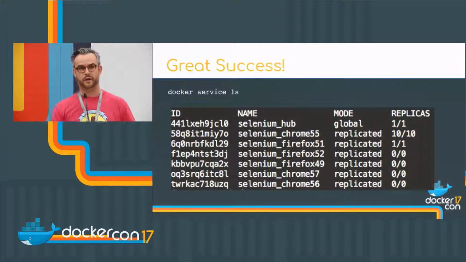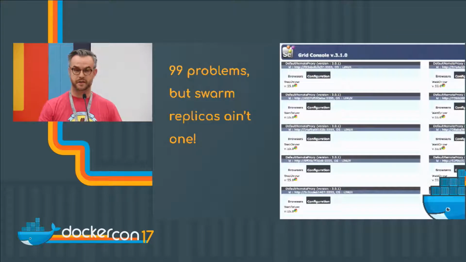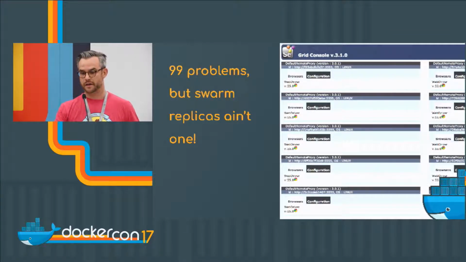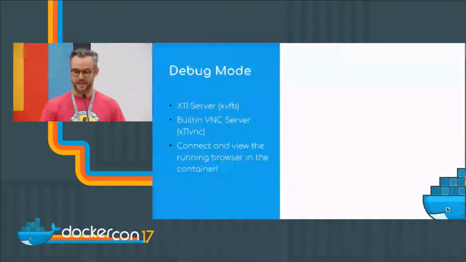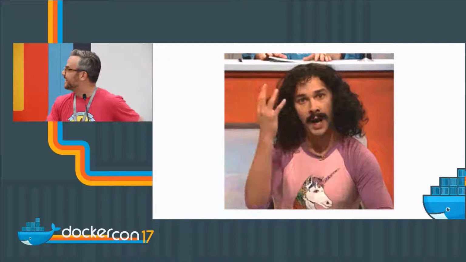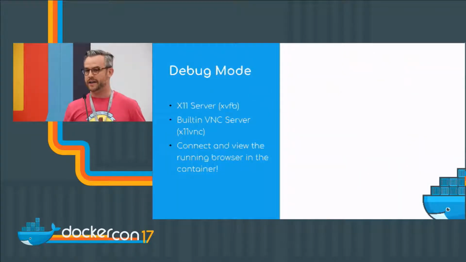And here's what I was talking about earlier. We have different services for Chrome, for different versions of Chrome and different versions of Firefox. And so if we point our browser to the Selenium hub, this is what shows the status of our grid. And you'll see we have 10 versions of Chrome 55 running. So it's all like magic.